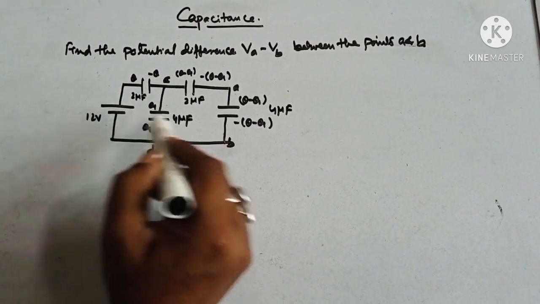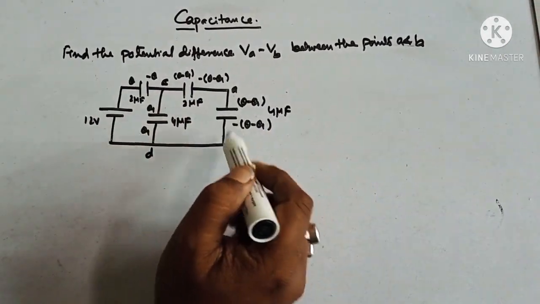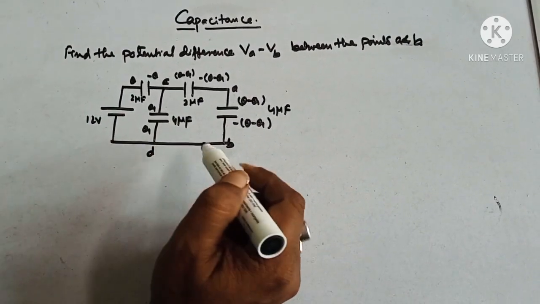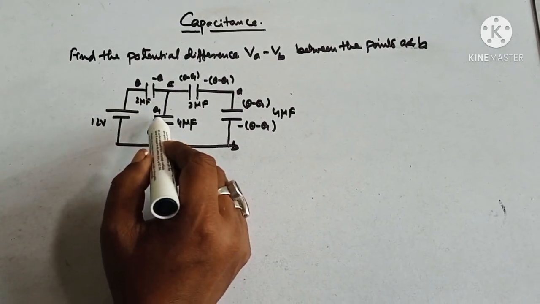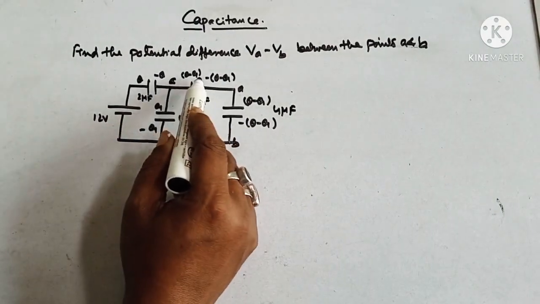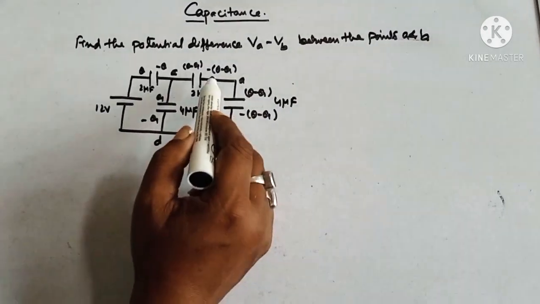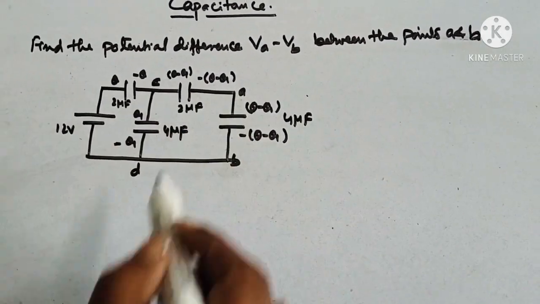Now again, this is another circuit. We have to find the potential difference VA minus VB. Say I have drawn the circuit here, Q minus Q1, Q minus Q, here Q1 minus Q1, and Q minus Q1 here, and these are in series, so the same charge will develop here. As I have told you earlier, this is in series, so the same charge will develop here.